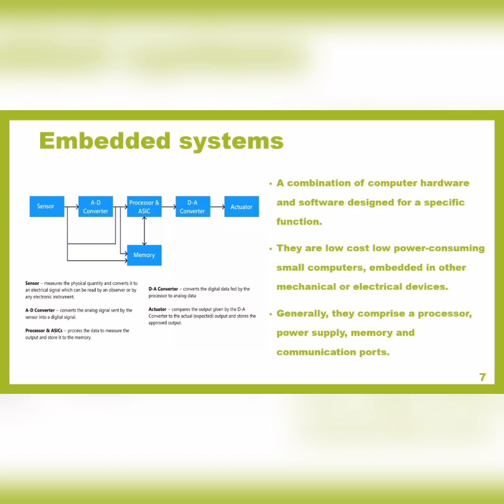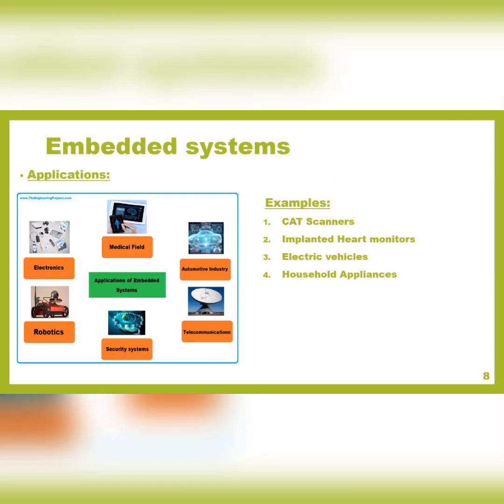And last one, actuator. It compares the output given by the D to A converter to the actual output and stores the approved output. The embedded systems are applied in various areas. They are electronics, medical field, automotive industry, telecommunications, security systems, and robotics. The examples of embedded systems are CAT scanners, implanted heart monitors, electric vehicles, and household appliances.